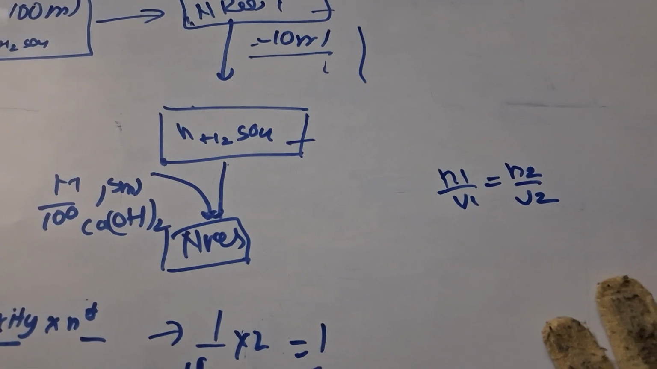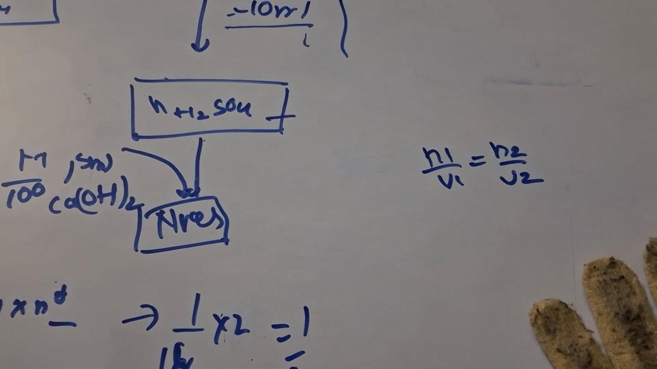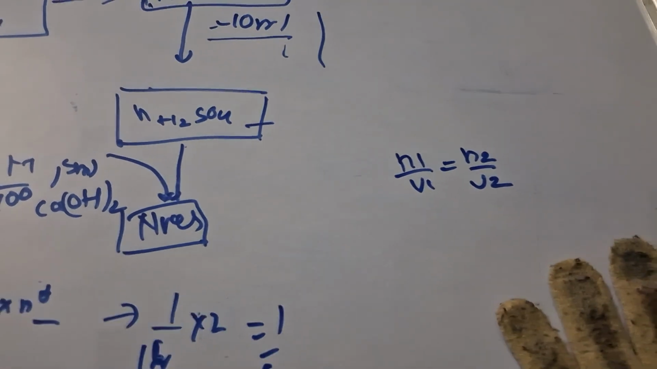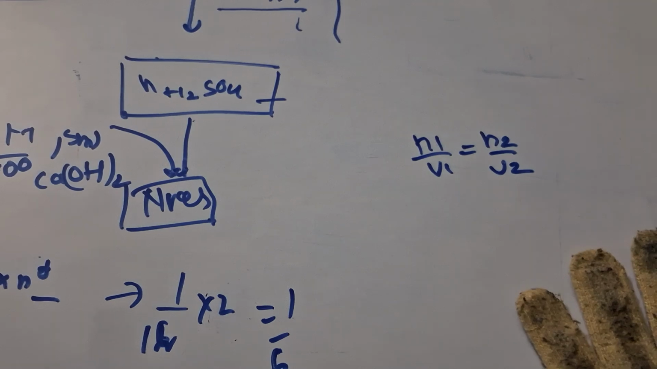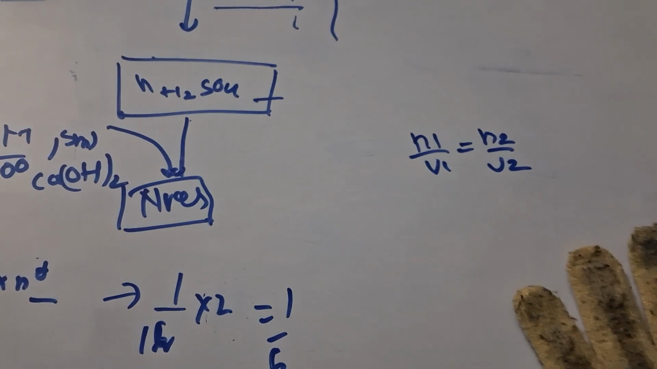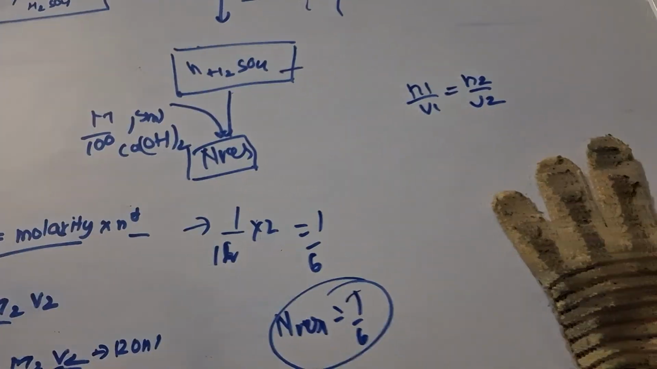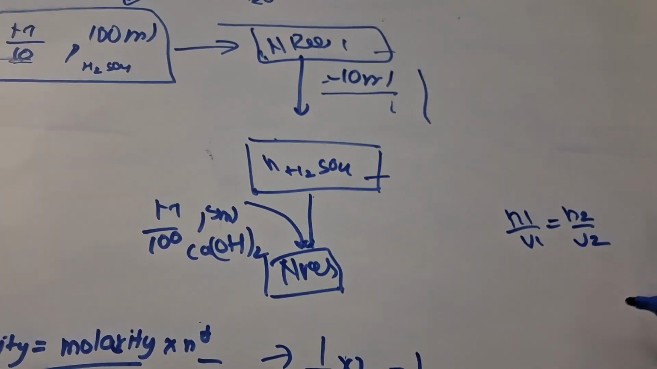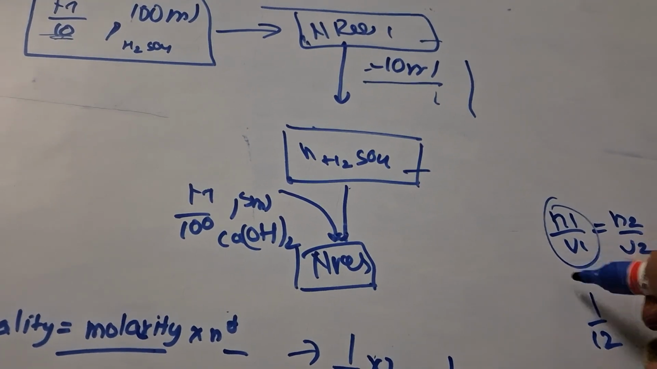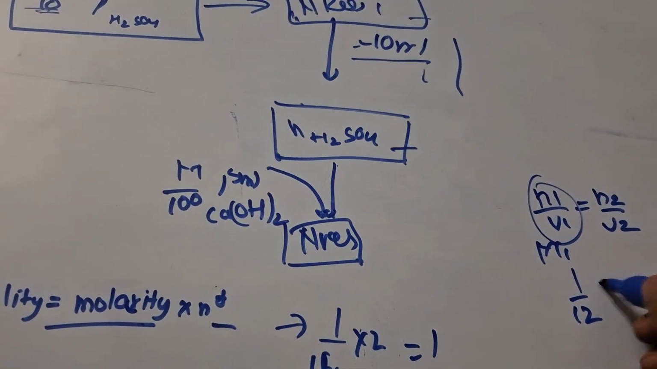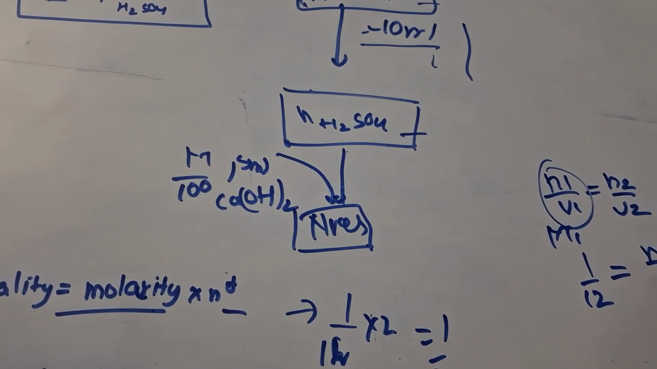We can find the number of moles in V1 by just putting it into the formula. M equals n upon V, right? Anyways, we know that this is 1 by 12. This is M1. So 1 by 12 equals n2 upon V2, which is 10 milliliters, right?